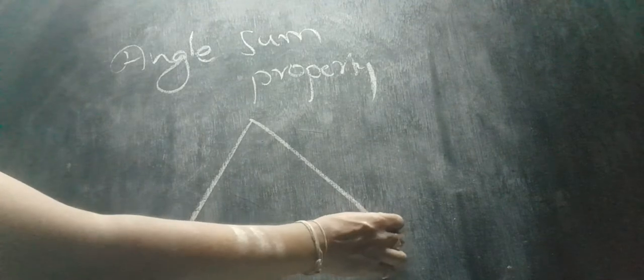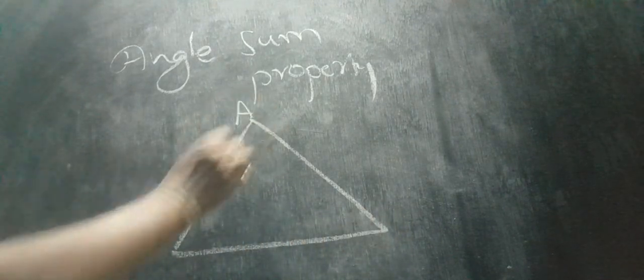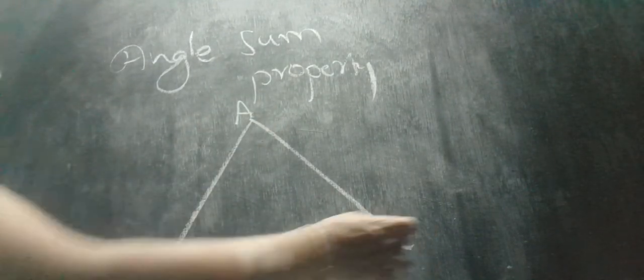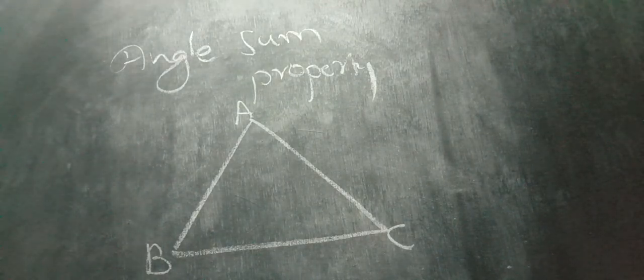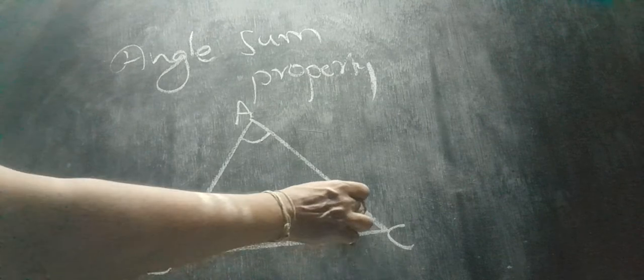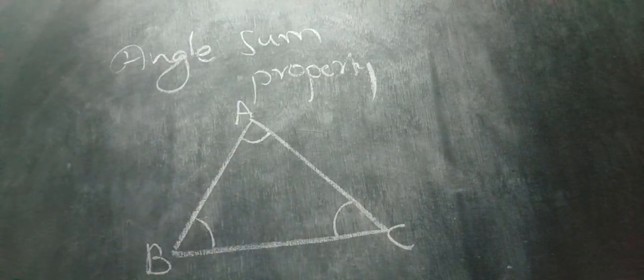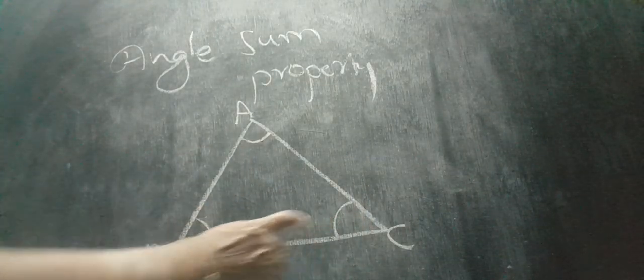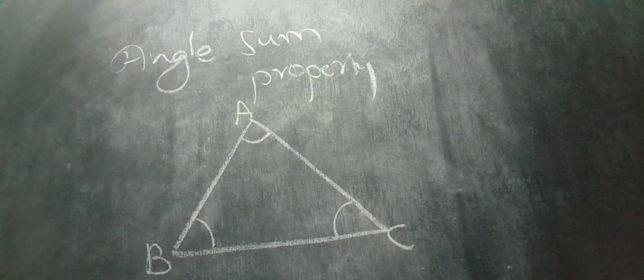Now today we are going to learn about angle sum property. Angle sum property. Here already you learned about triangle ABC. This triangle has 3 angles. So the sum of these 3 angles is how much? That we are going to prove in different ways.